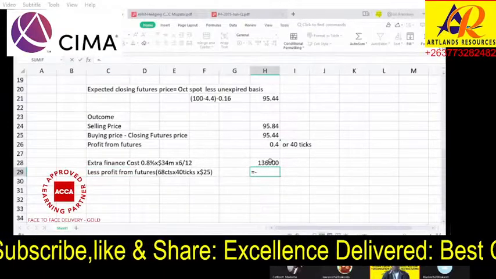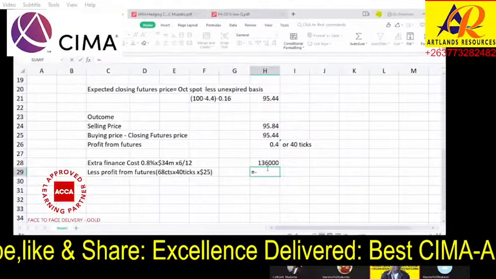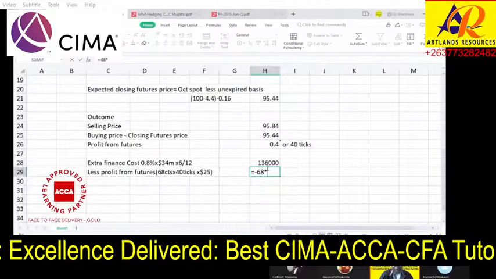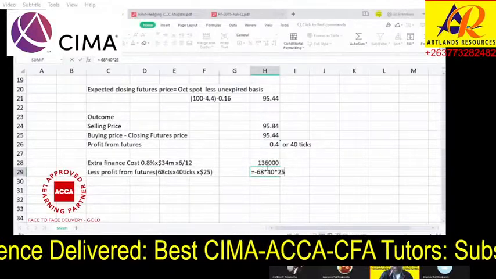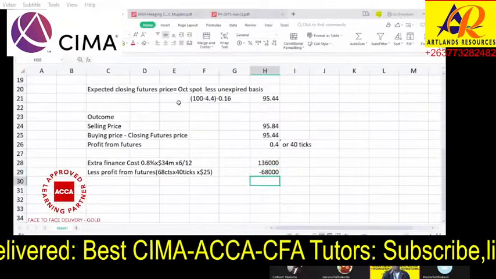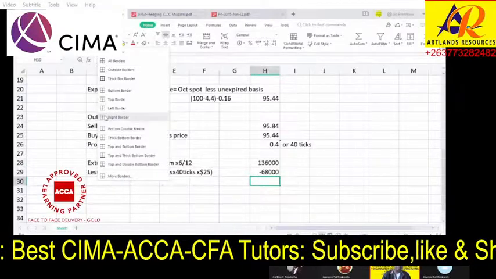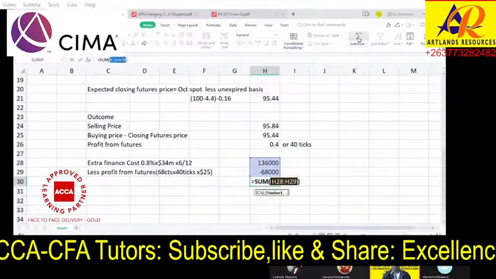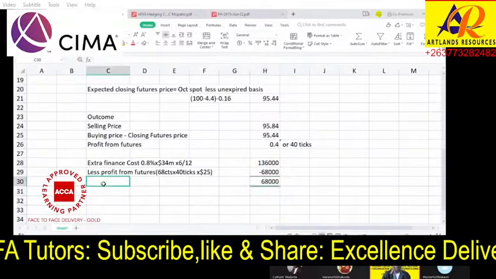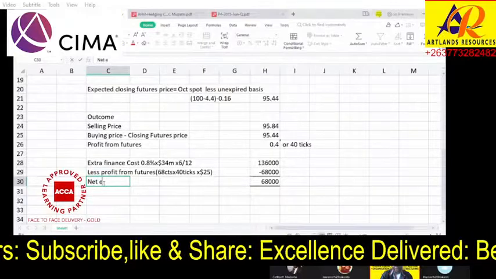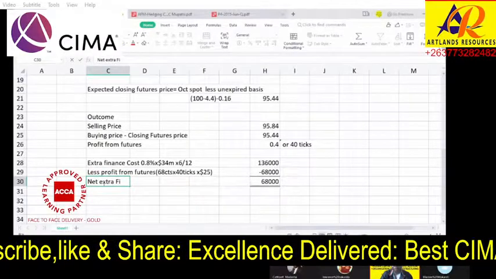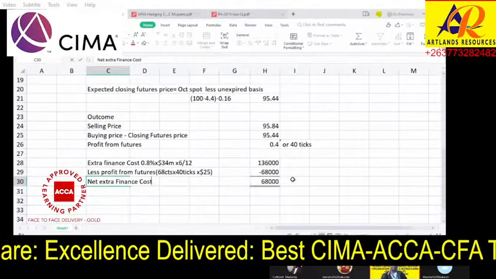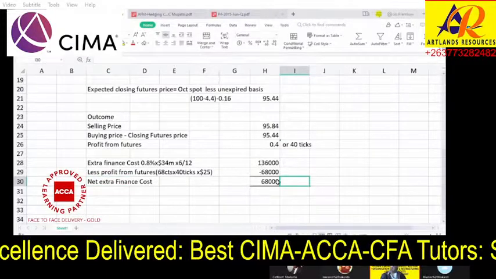Why are we subtracting profit? Because this is a cost. So if it's a profit, you subtract it. Equals 68 times 40 ticks times $25. So this is the reduction in extra finance cost which the CEO wants. So you get this figure, which is called net extra finance cost. So the net extra finance cost in this case is 68,000.